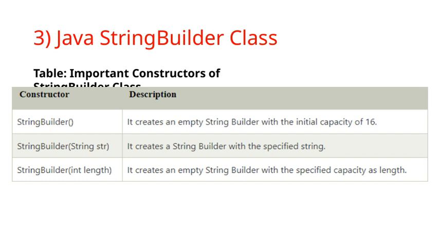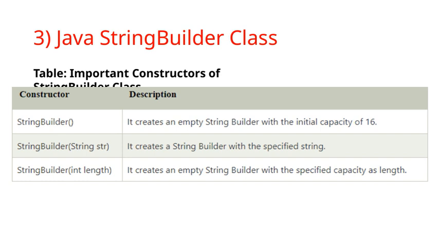Next, we have the constructor that takes an integer parameter, specifying the initial capacity. This is handy when we have an idea of the size of the string we're working with, helping to optimize performance by reducing the need for resizing. Then, there's a constructor that accepts a string argument, which initializes the string builder with the contents of that string. This is a quick way to start building upon an existing string.